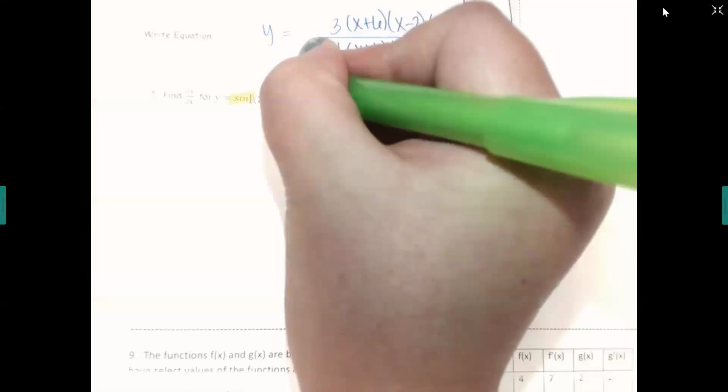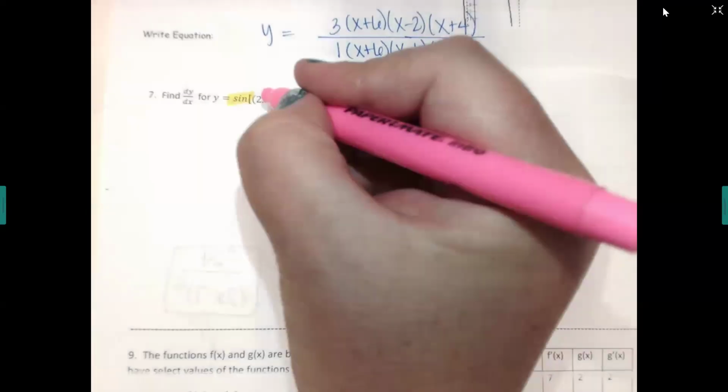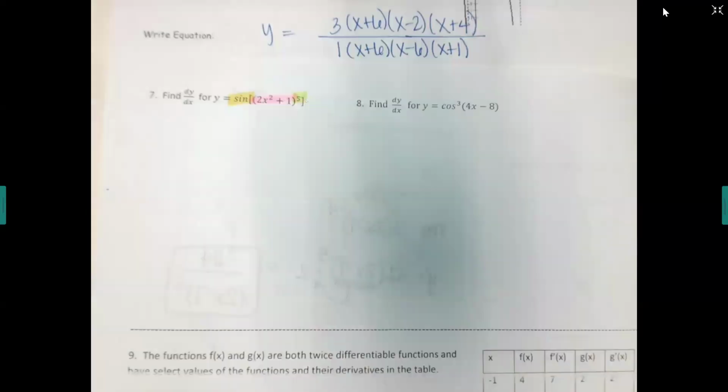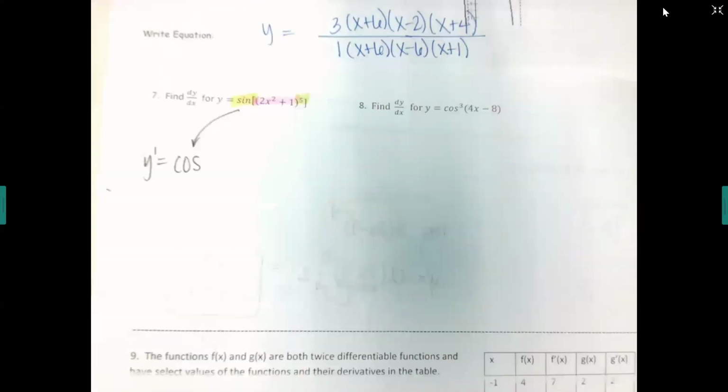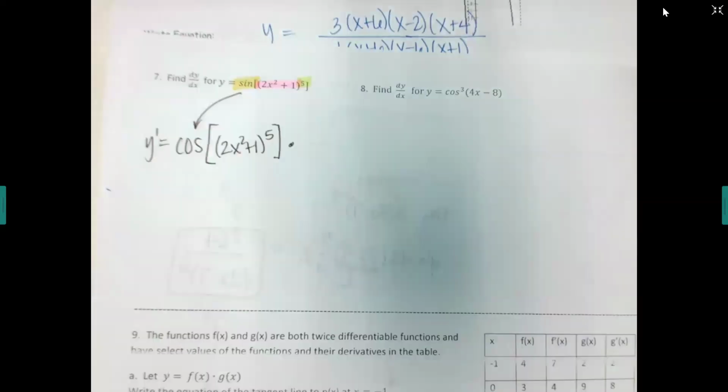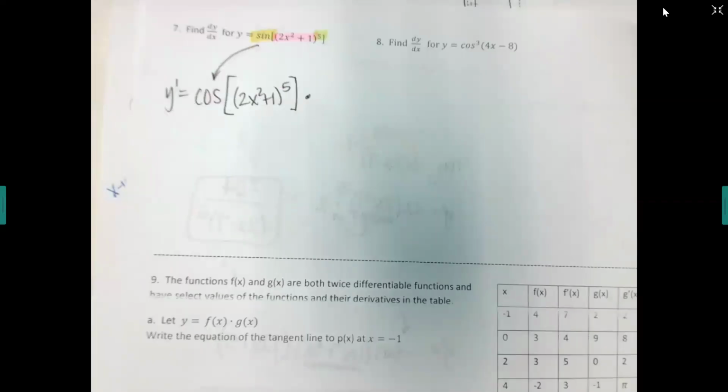Very good. And then inside the 5 is the 2x squared plus 1, yeah? So it goes yellow, then green, then pink. Yellow first. Sine goes to what? Cosine. And then remember that that middle stuff does not change. So the 2x squared plus 1 to the 5th stays exactly the same because I'm not on that layer. I'm on the yellow layer. So sine went to cosine.